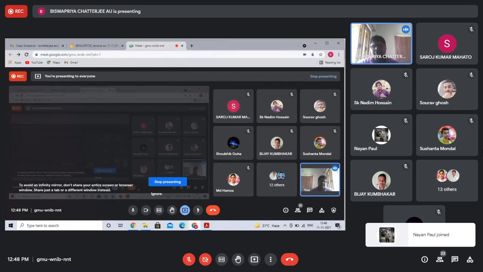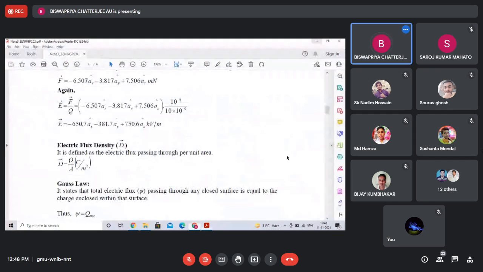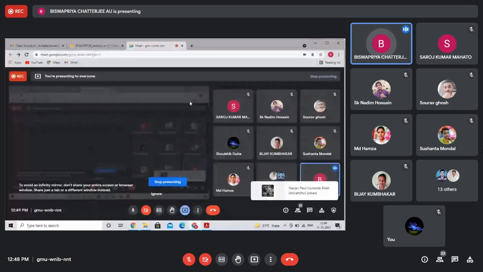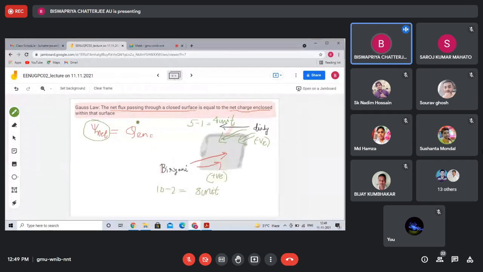Let me go back to our discussion. Yes, is the charge enclosed. Enclosed means inside that room, the net amount of charge present is the charge enclosed, within that surface. It's very important. Whatever charge is present inside that room will be our Q enclosed. ENC means enclosed.